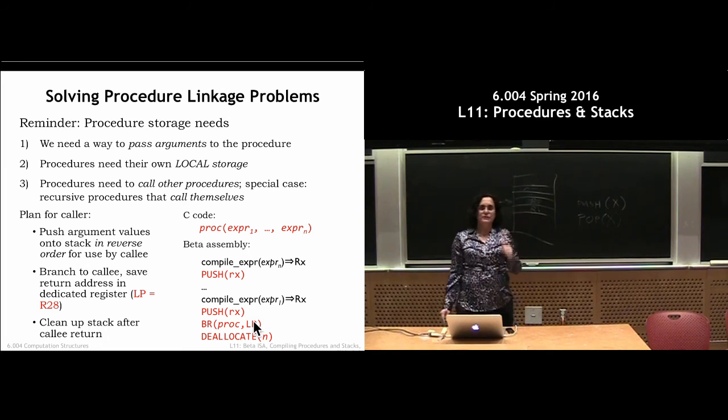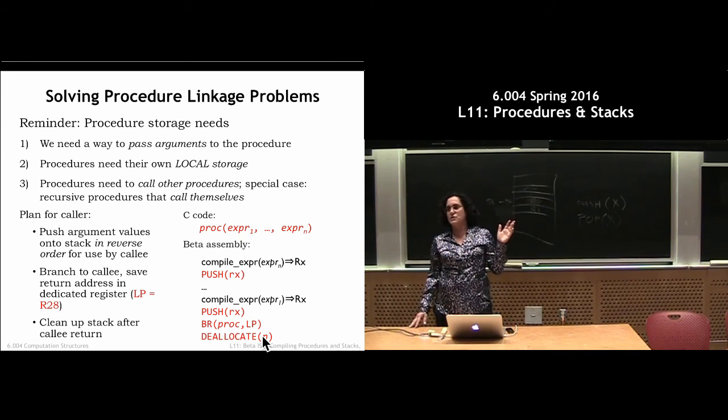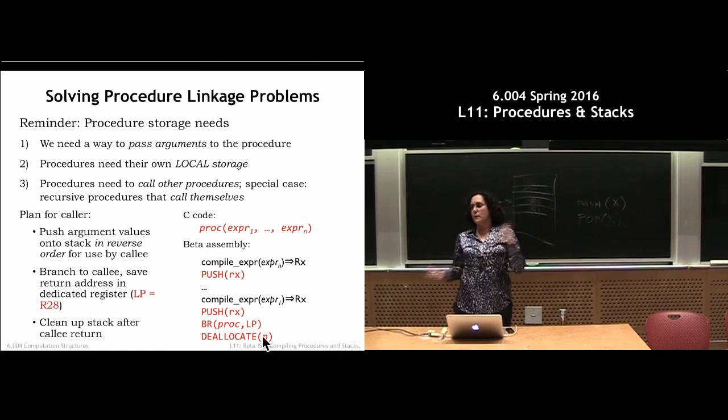Then when we return from the procedure call, it's our responsibility to clean up anything we put on the stack. So what did we put on the stack? We put the n arguments on the stack, and so we're going to call deallocate n in order to take all those n things off the stack. There's no need for us to do it one by one. We just want to clean up that stack, and so we can do it with one instruction.